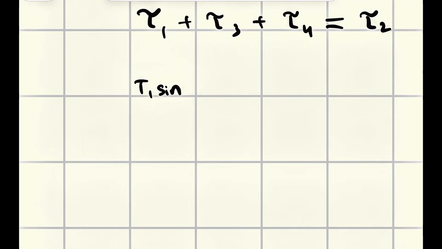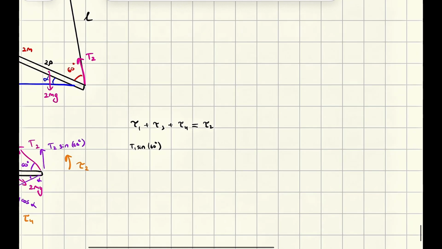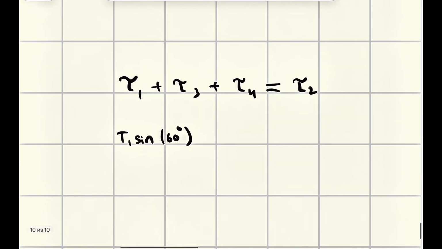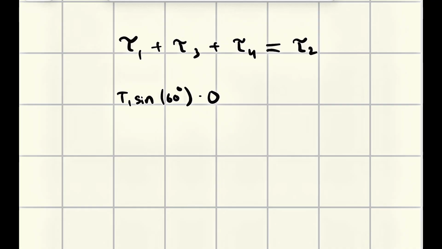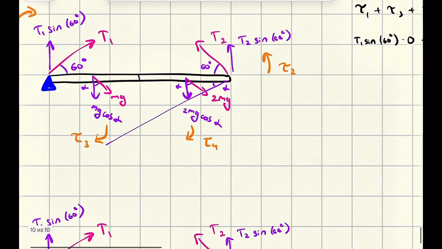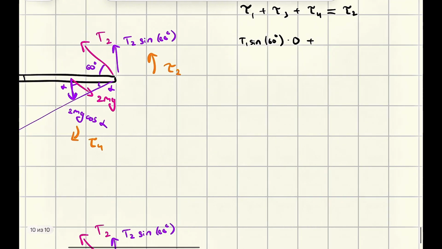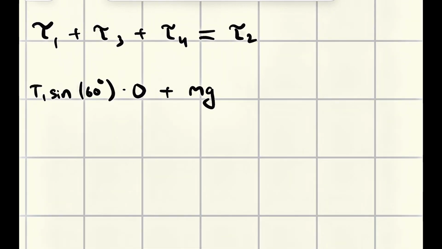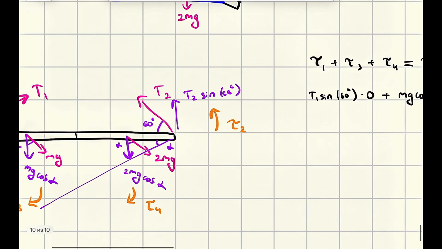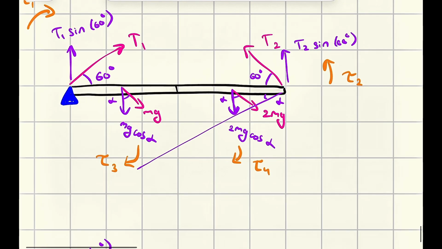T1 sine 60 degrees times r, but its distance from the pivot is just 0. That's why it's going to cancel out. For torque 3, it's going to be something like mg cosine alpha. And this is the most interesting moment. Mg cosine alpha. And right now, let's work with this. Let's give some meaning to all of them.